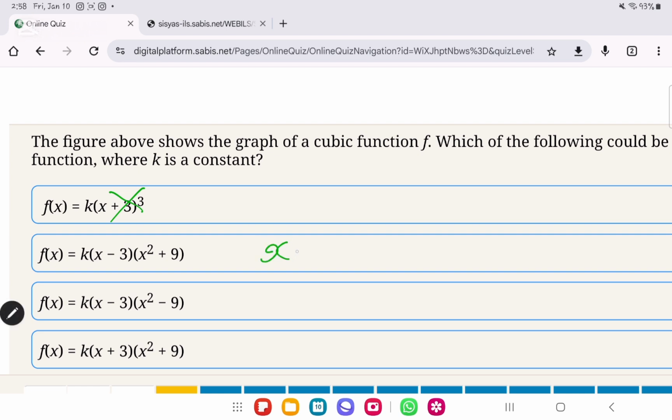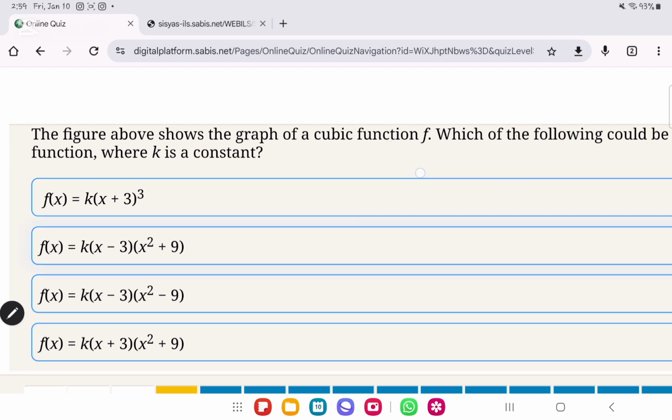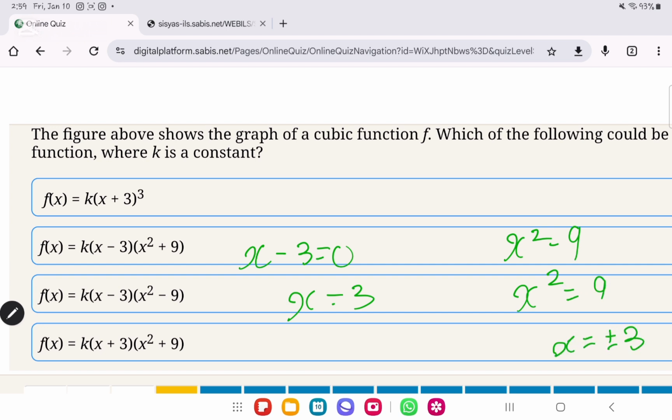The next one, we get x is equal to 3, and the other one is impossible to find. So how did we find them? We do x minus 3 is equal to 0, and x squared plus 9 is equal to 0. So x is equal to 3, and x squared is equal to minus 9. This is impossible, which will leave us with x equal to 3. This is not what we are looking for. The next one is x minus 3 is equal to 0, and x squared minus 9 equal to 0. We get x equal to 3. x squared equal to 9, so x is equal to plus or minus 3. This again is not what we are looking for because we have only one root.